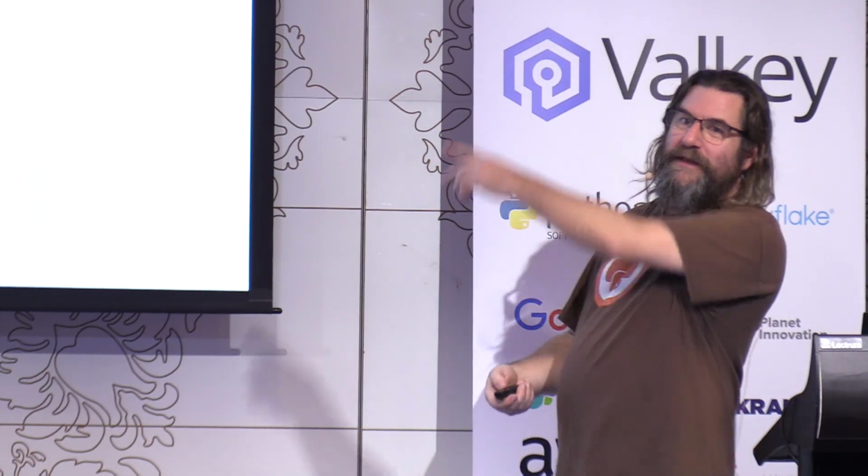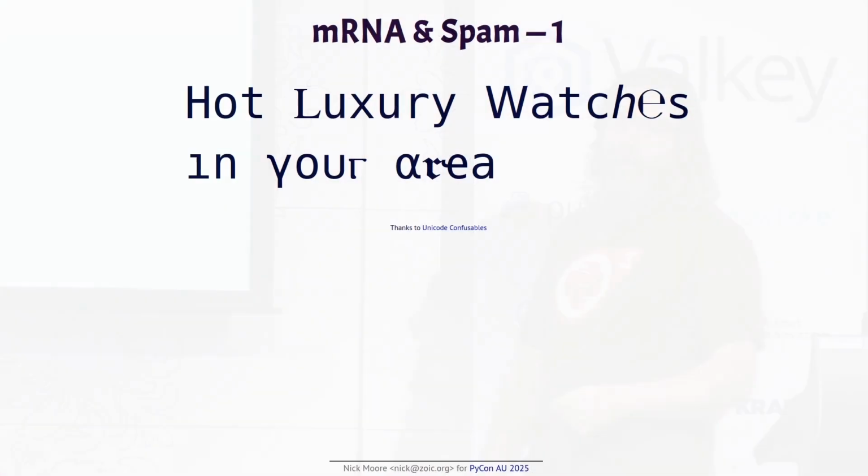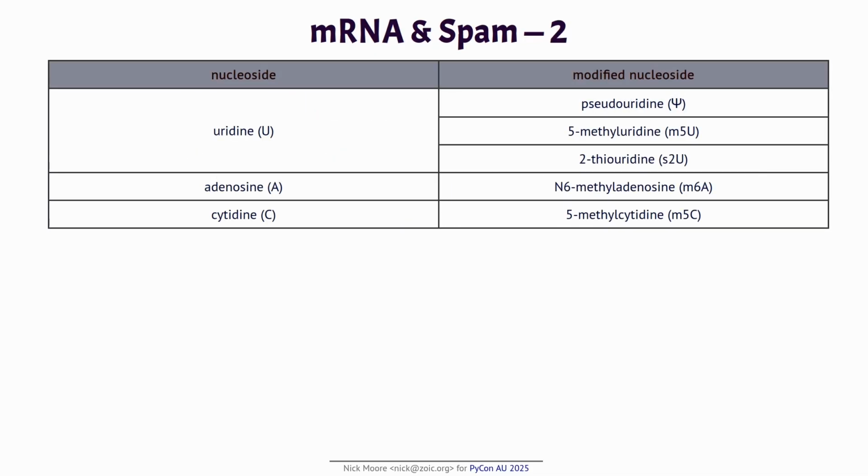All right, this is another cool example. Who's got an email that looks a bit like this? Not one of those characters is ASCII. They're all random, weird things from different languages. They get past your spam filter because none of the words you were looking for are in there. You can do the same thing with DNA or with RNA.